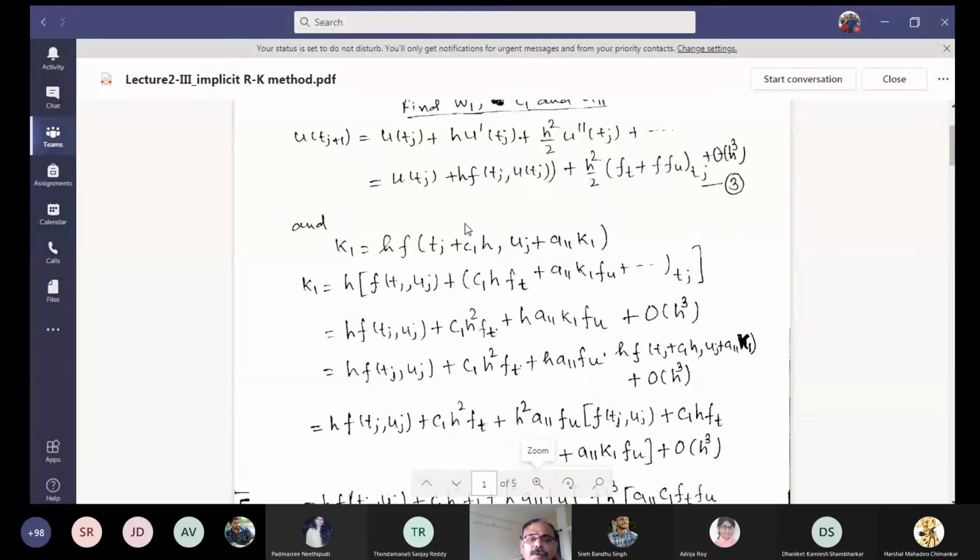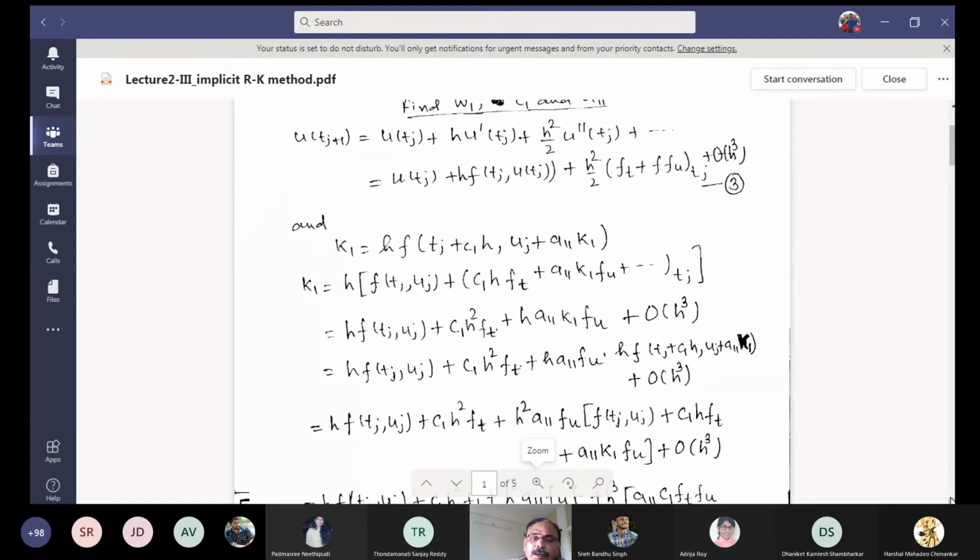So it will be f of tj, uj, the first term, h I have taken out. So next term is your c1h, and then your ft, right? And then second term is a11 k1 fu. So this is what is written, and so on, evaluated at the point tj, right? Up to this it is clear to everybody? Yes, sir. Okay.